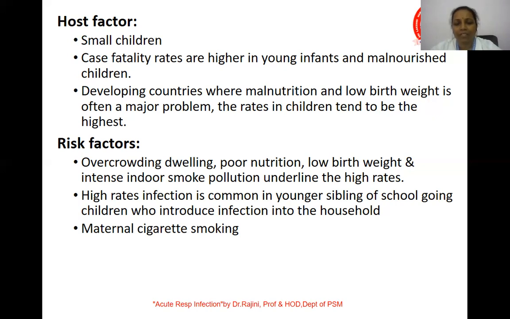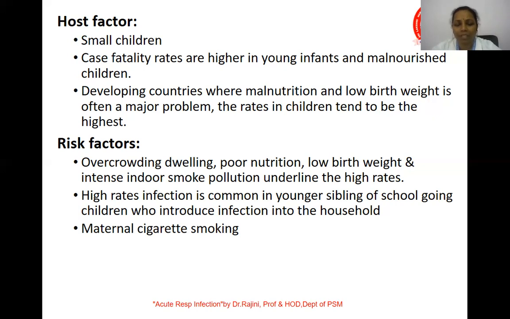High rates of infection are common in younger siblings of school-going children who introduce infection to the household. When the children start to go to school, they are exposed to other children in school, and they might get this infection. From there they take the infection, come back, and give their siblings the infection. And maternal cigarette smoking is also another cause for this acute respiratory tract infection. So we should keep it in mind.